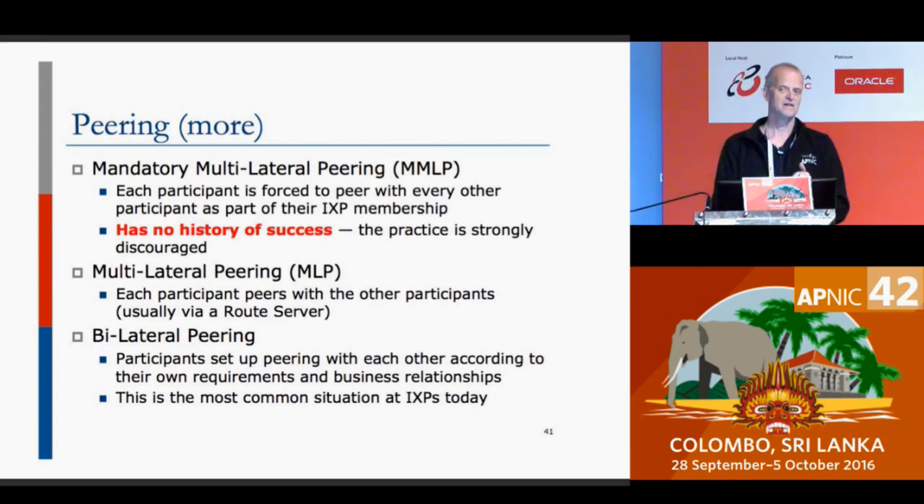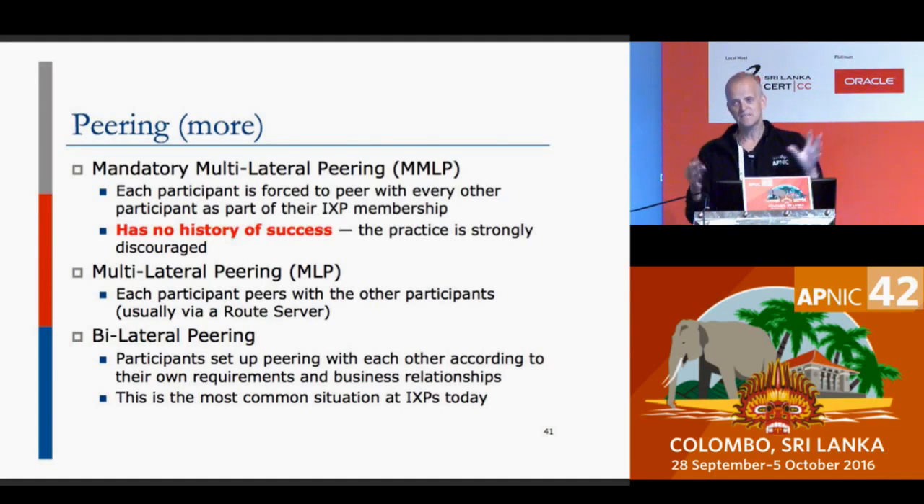Multilateral peering on bigger IXs will put route servers in. In fact, all IXs these days tend to put route servers in. I'll talk about what those are in a bit. But they're the participant that has something called an open peering policy. They will peer with everybody who wants to peer with them. So that's your multilateral peering.